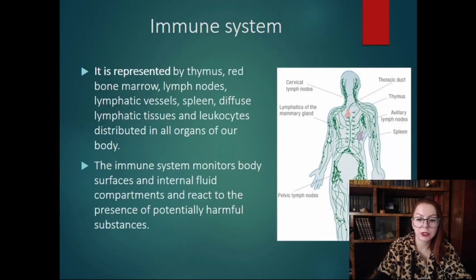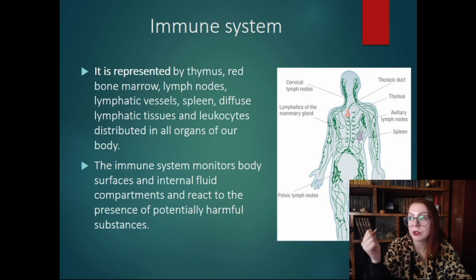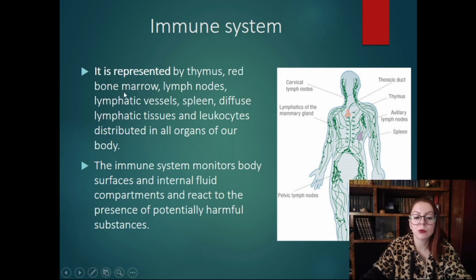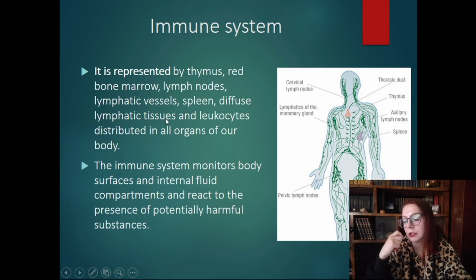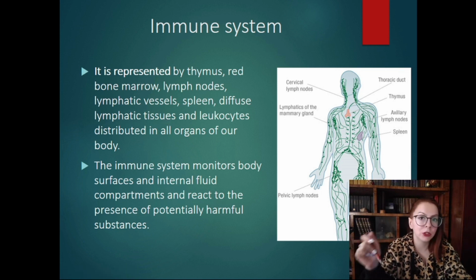So let's start. First of all, we have to say that our immune system is represented not only by lymphoid organs like the thymus, red bone marrow, lymph nodes, and spleen, but also by diffuse lymphatic tissues present in mucous envelopes of different organs, predominantly the digestive tract, respiratory tract, and so on.